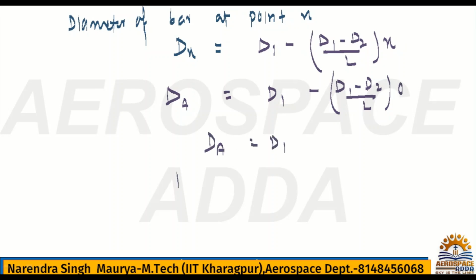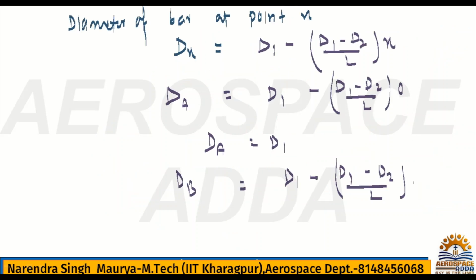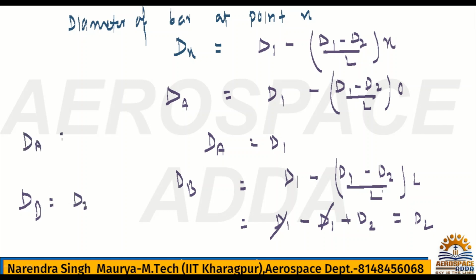Now similarly you can find the diameter at point B. So minus d1 minus d2 divided by L, and put the x value at point B. What is the x? At point B, x becomes L. If you check, d1 minus L cancels out, it will be d1 minus minus plus d2. So this value again cancels out, you got here d2. So ultimately at point B, what is the diameter? It is d2. At point A, what is the diameter? It is d1.